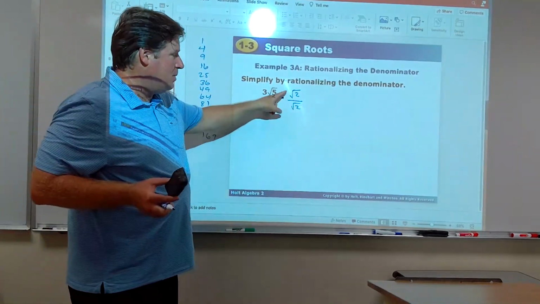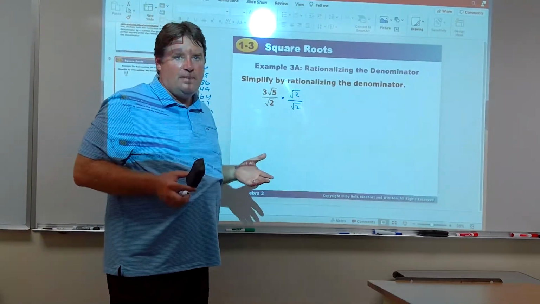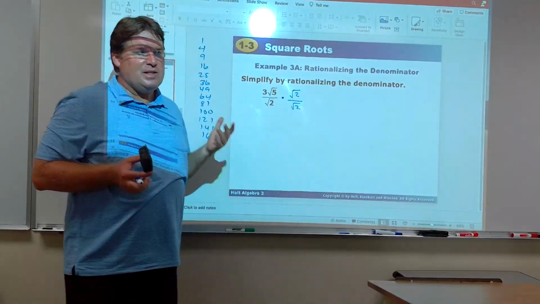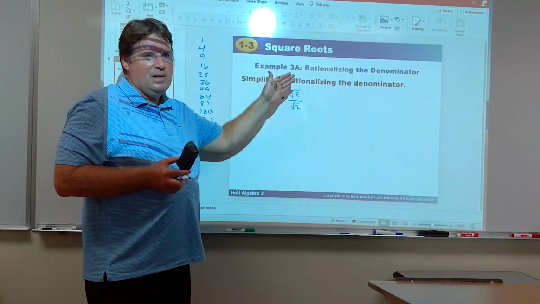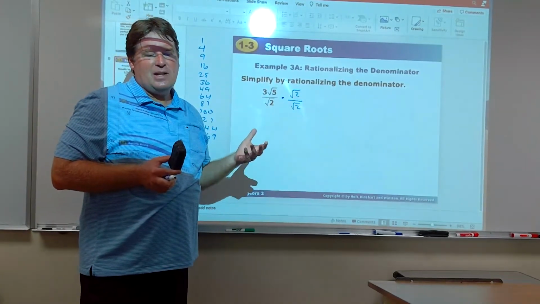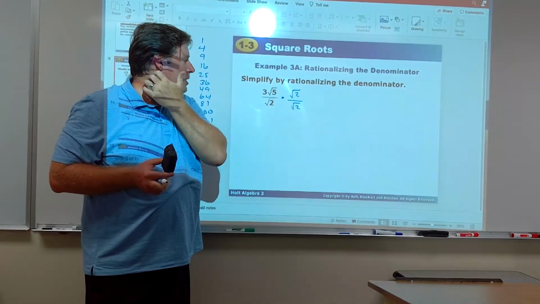Well, let's think about this. The square root of 2 over the square root of 2 is 1. That's not going to change anything. That's the multiplicative identity. As long as I multiply top and bottom by the same thing, it's going to change what it looks like, but it's not going to change the value. So really, I'm multiplying by 1.